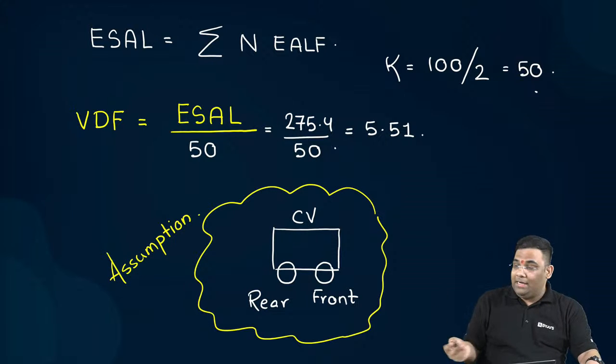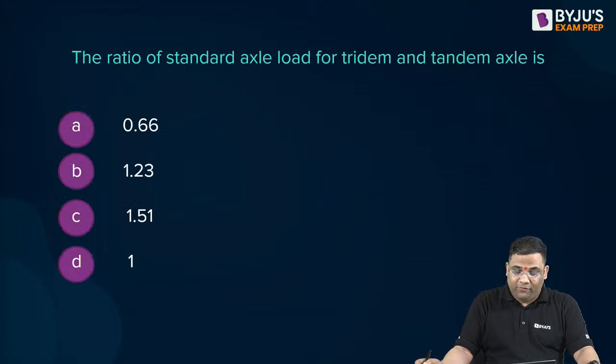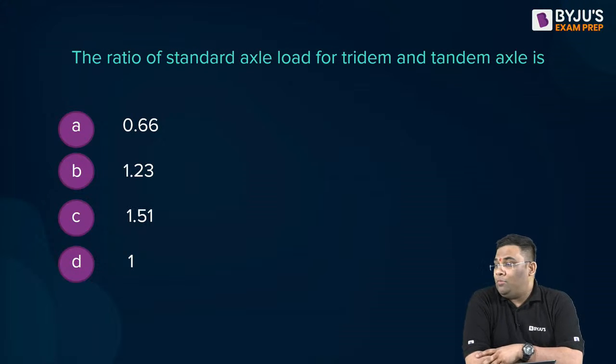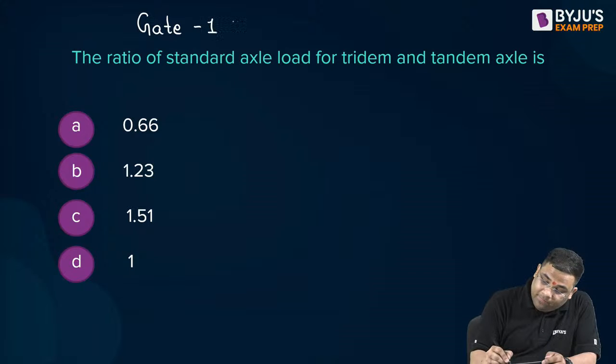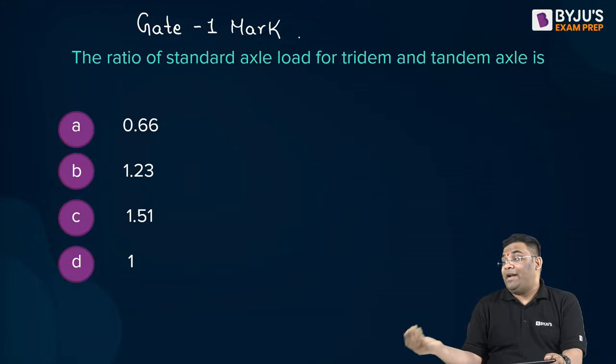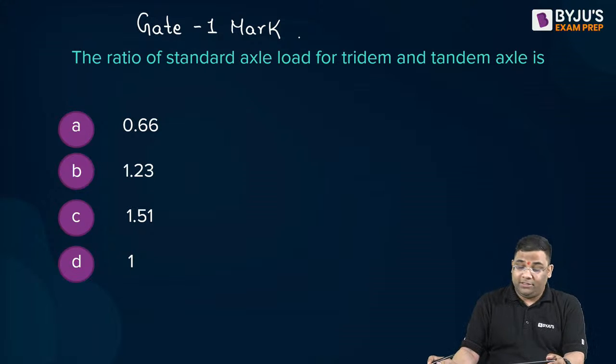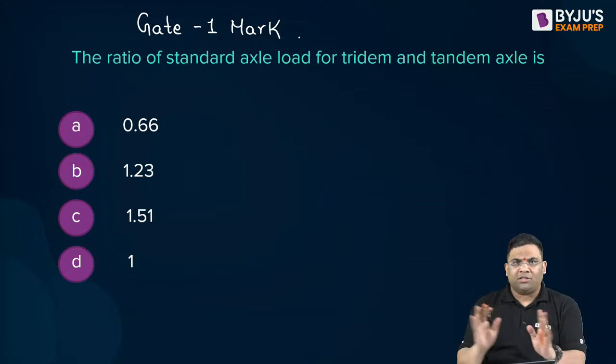Okay, very easy. Let us now solve some questions. Some objective questions for your GATE 1 mark and 2 marks from this particular topic. So, GATE 1 mark, please answer this. The ratio of standard axle load for tridem and tandem is how much? Please answer this question first.